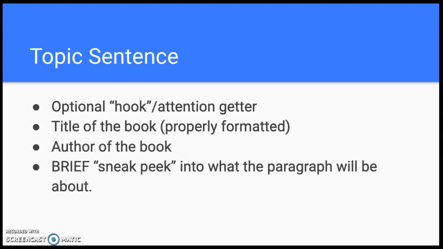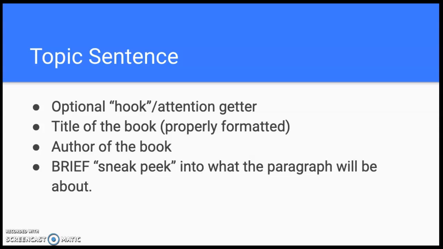So topic sentence. An optional thing you could include is a hook or an attention getter. So that'd be something like a joke that is related to what you're talking about, or a question, or just an intriguing fact. It's not necessary, but if you are someone who wants to add that, you sure can.